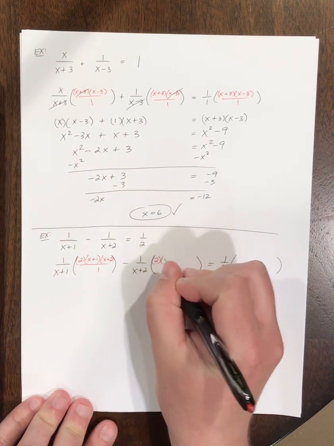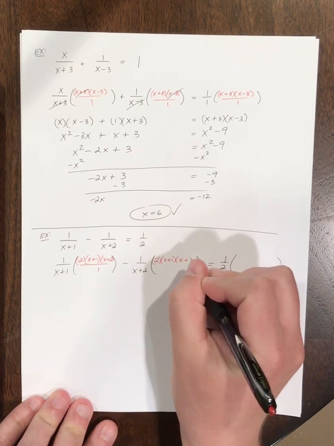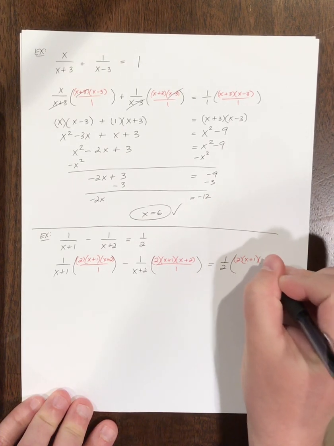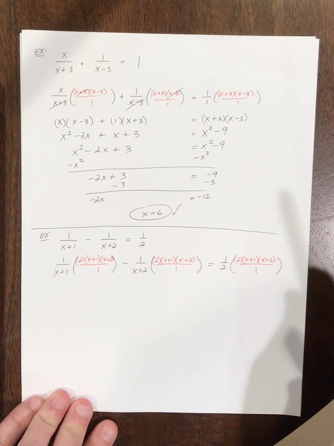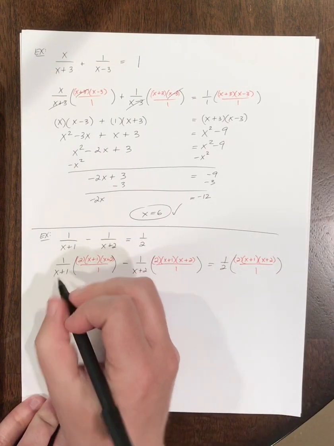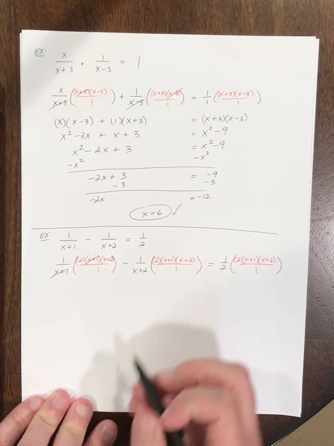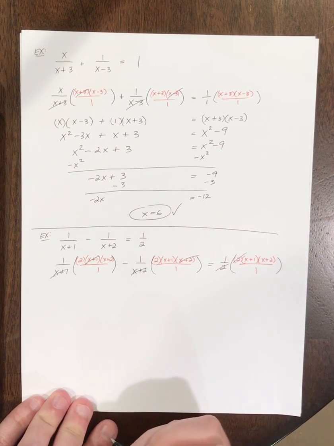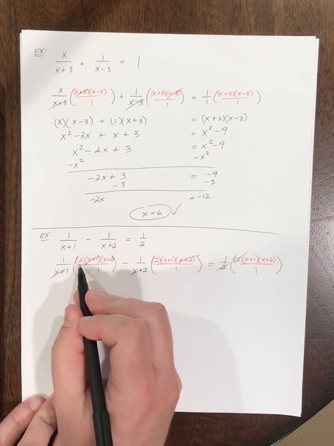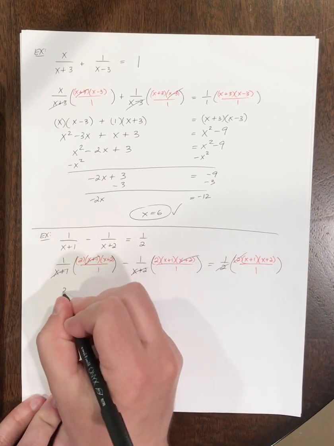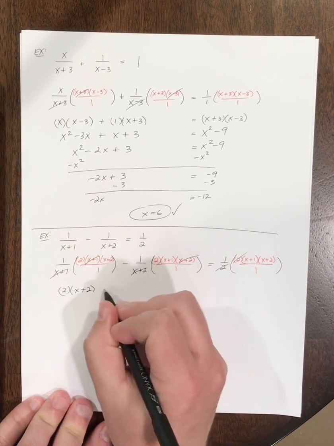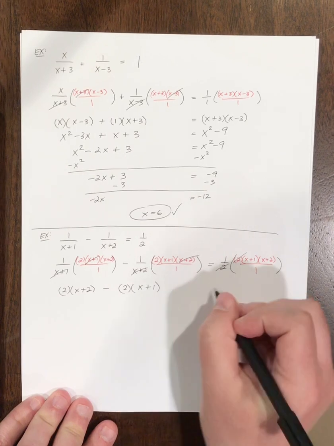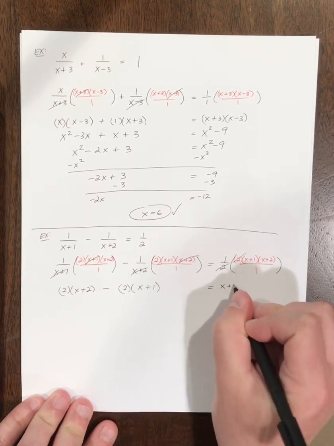And again, once you do a few of these, some people skip a little bit of these writing steps. You're going to have to decide what works for you. So now here, this x plus 1 cancels. Here the x plus 2. And here just the number 2. So what do we have left here? We have this 1 times 2 times x plus 2 minus this 2 times x plus 1 equals x plus 1 times x plus 2.